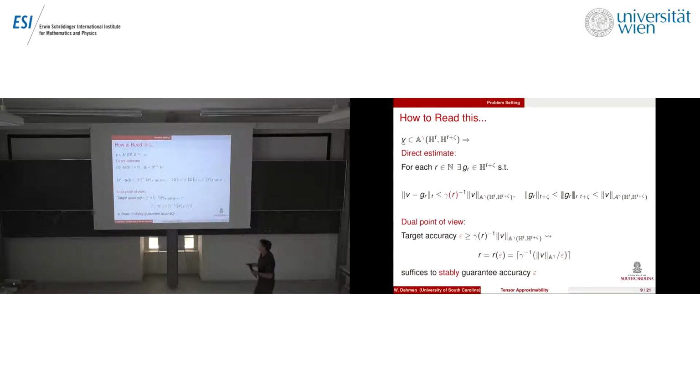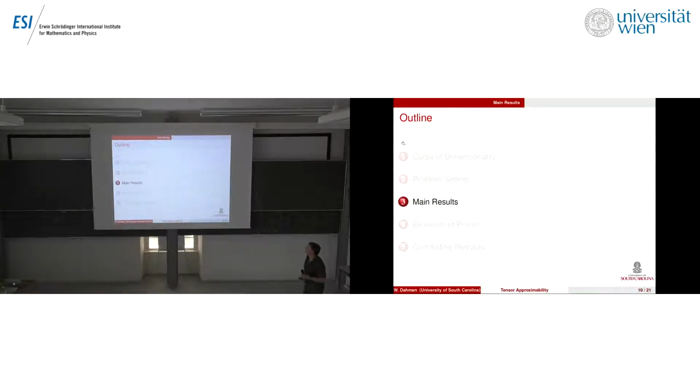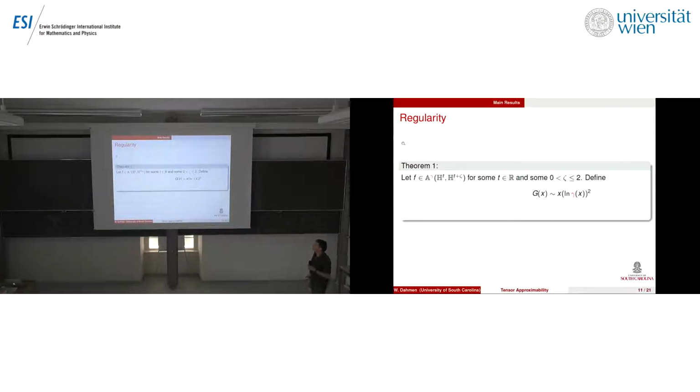So this is the point of view I will be using all the time. And now I can formulate the results in these terms. So first, just regularity. Now we look at our equation with this high-dimensional diffusion operator, Au = f. We assume something about f, and we would like to conclude something about u. So that's the question. All right?